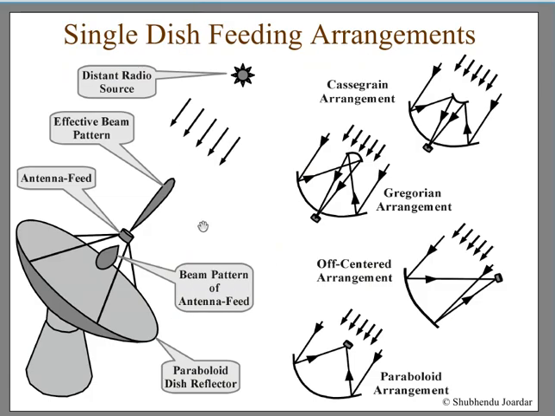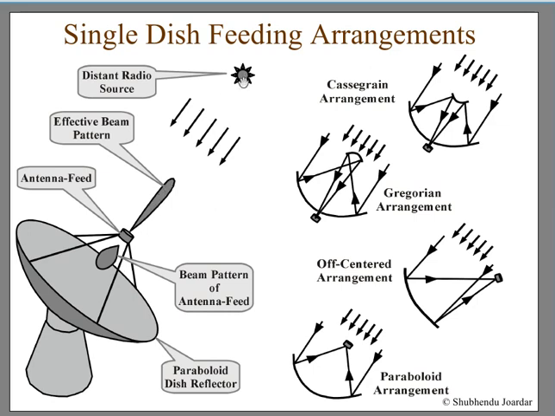Then we show what the components of a dish antenna are. This is where you place the antenna feed, and this is your dish, which is steerable. You can rotate it in azimuth and elevation. Some arrangement is here, and this is the radiation pattern of this antenna feed, which is illuminating this dish area, and this is the effective beam pattern combined with the feed and that of the dish. So this is a combined one.